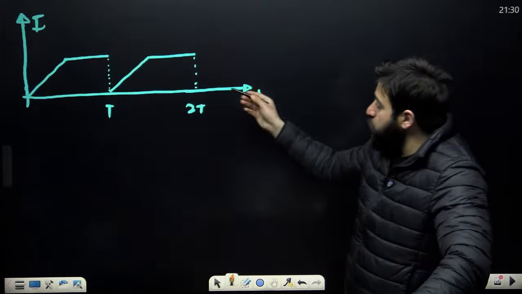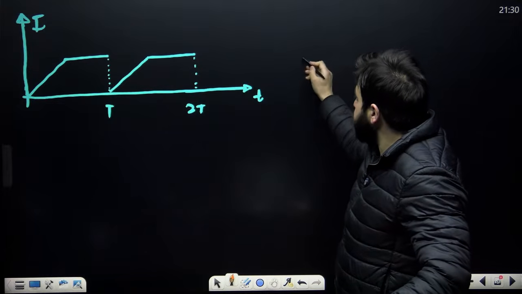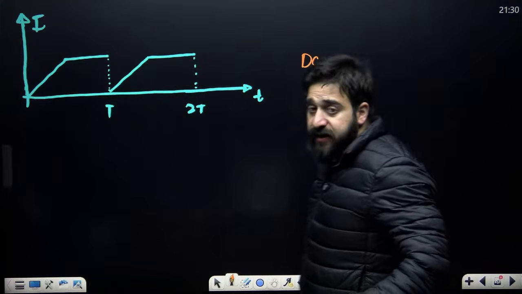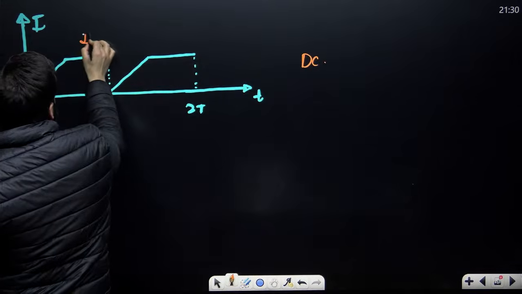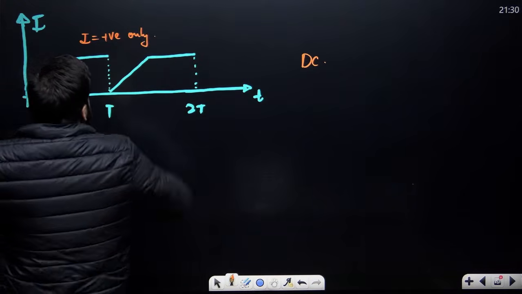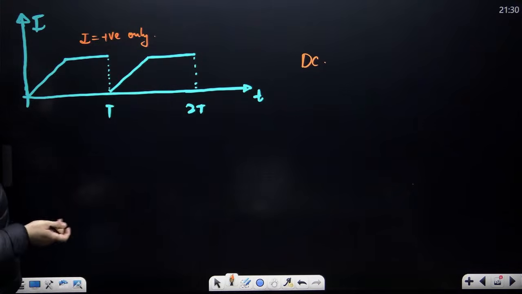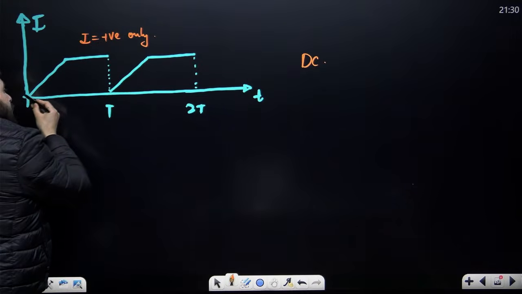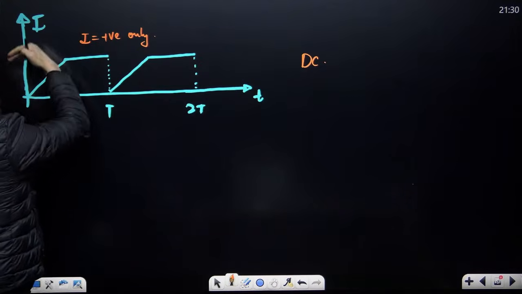Sir, is this AC or DC? This is a DC, direct current. Why? Because in this case, current is positive only. Sir, but the magnitude is changing. Okay, it is changing, doesn't matter. So we say the magnitude is changing, but here also current is positive.